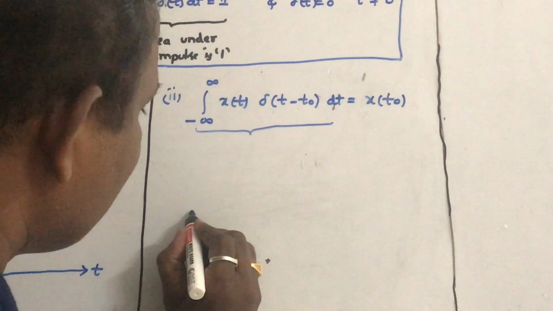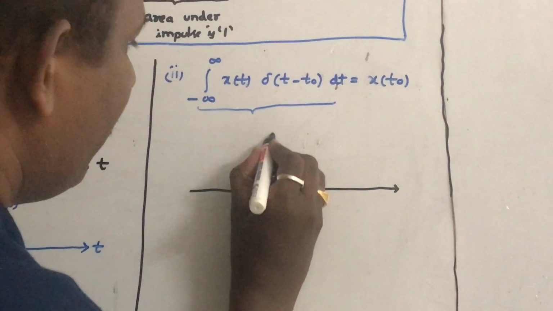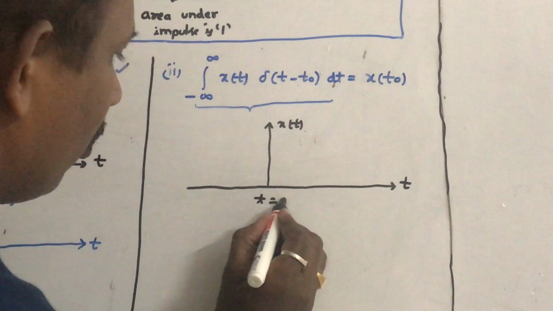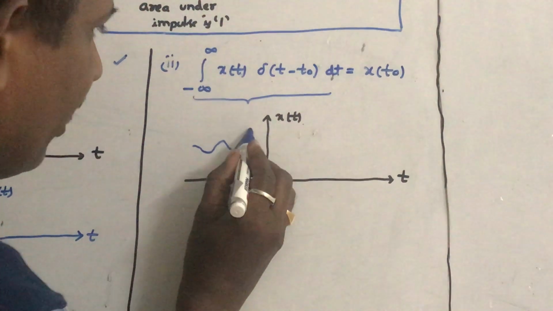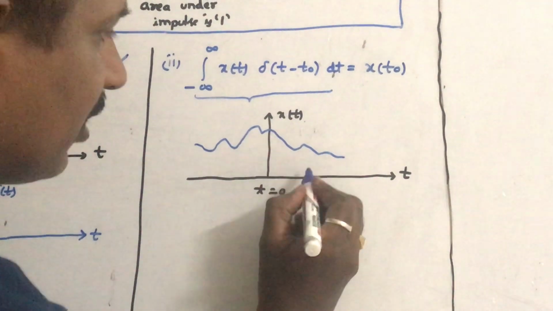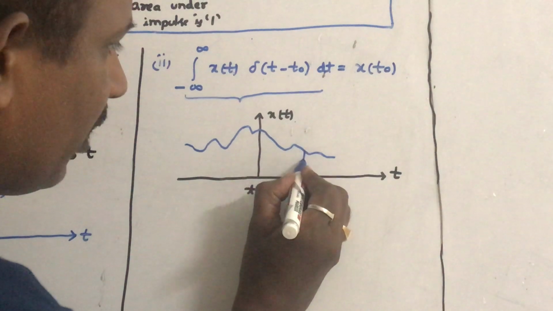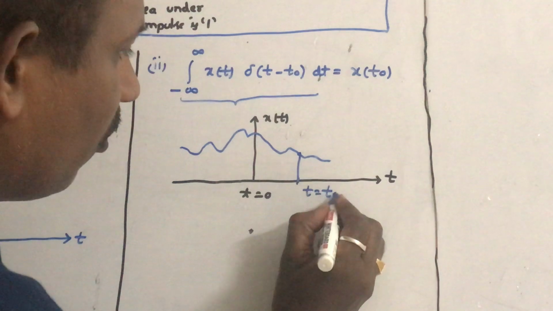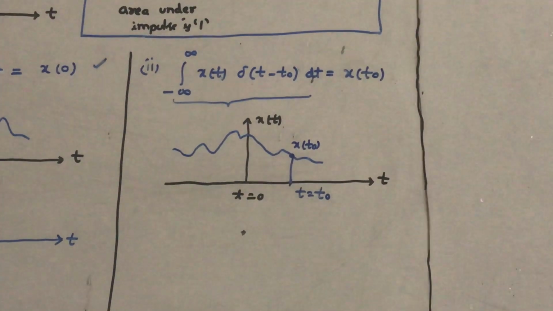In a similar way, take any signal of arbitrary shape of your choice to understand the concept. For example, let us take any signal of arbitrary shape. Represent some time t is equal to t0. What will be the amplitude of the signal at t is equal to t0? Simply x of t0 will be the amplitude of the signal.